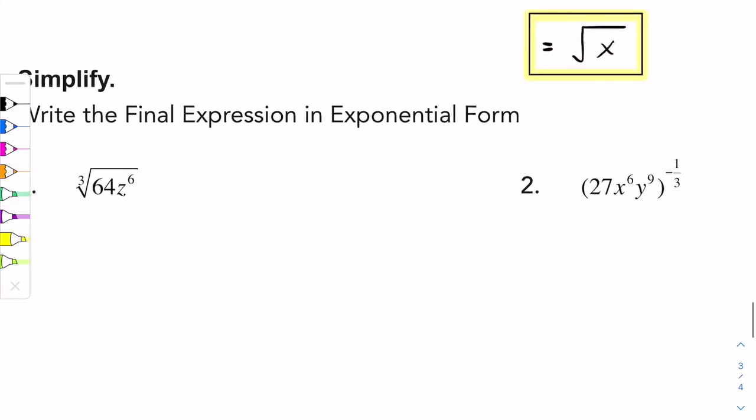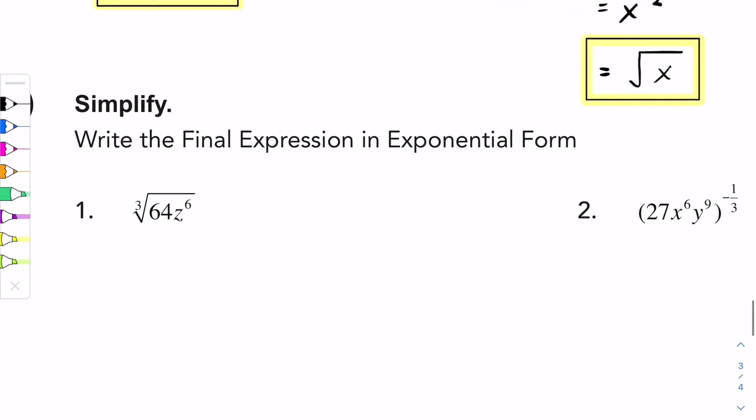And the last example set also doesn't matter how you go about this, but your final answer needs to be in exponential form. For number 1, we have the cube root of 64 times z to the 6th. Well, 64 is a perfect cube. It's 4 cubed, so I'm just going to leave that as 64. But z to the 6th I'm going to break down to 2 groups of 3.